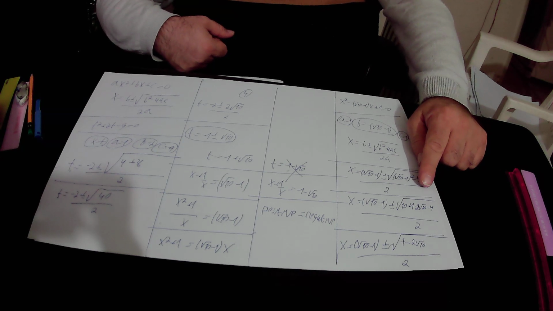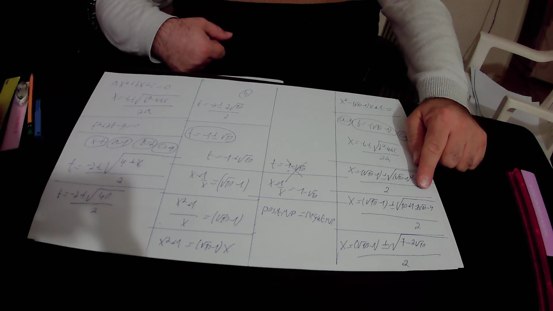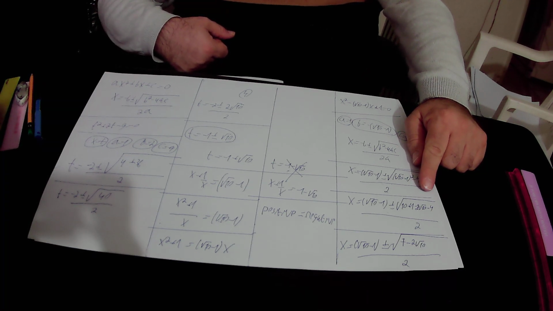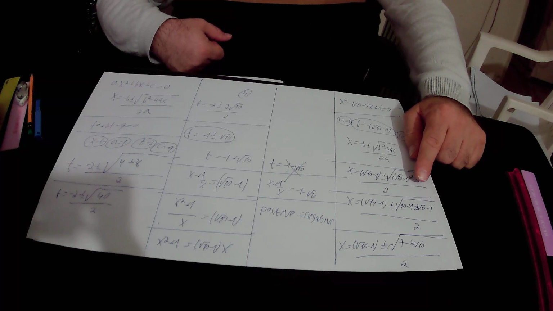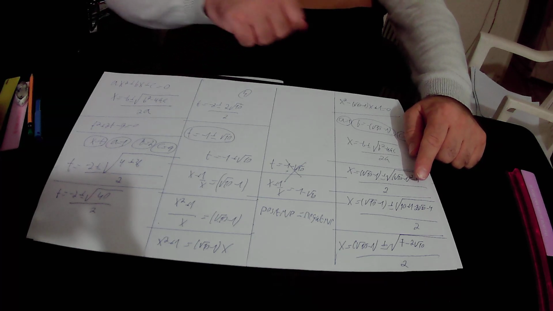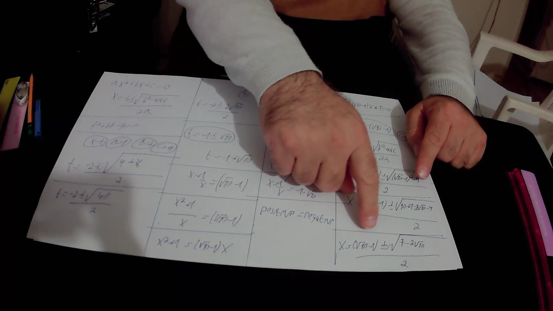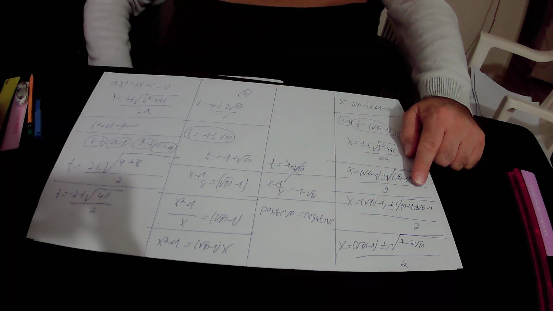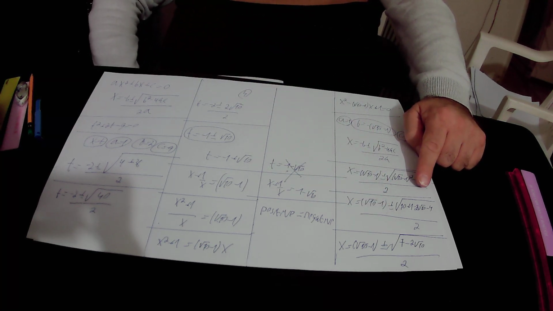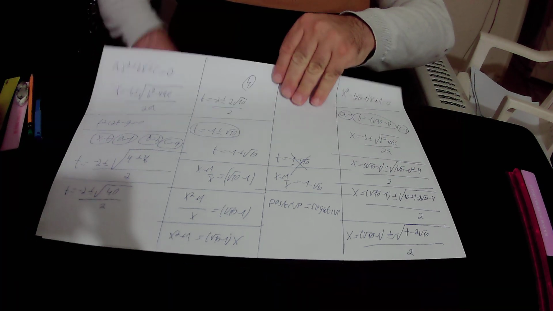So in conclusion, we found out that x equals square root of 10 minus 1 plus or minus the square root of 10 plus 1 minus 2 times square root of 10 minus 4, over 2. Here inside the root we have 10 plus 1 is 11, and 11 minus 4 is 7. So inside the root we have 7 minus 2 times square root of 10, and all divided by 2.